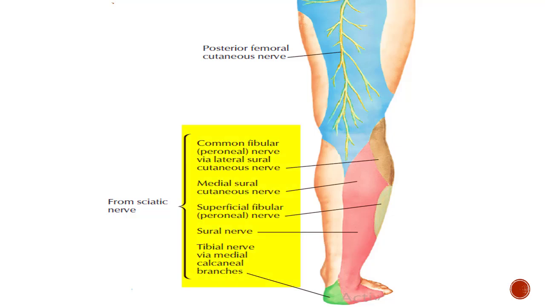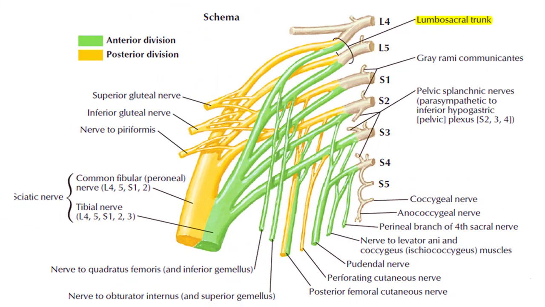Now I will tell you about the other smaller branches of this sacral plexus, which arise from the anterior and posterior divisions of these spinal nerves. First we will cover the smaller branches arising from the posterior division of the sacral plexus, and then I will cover the smaller branches arising from the anterior division.